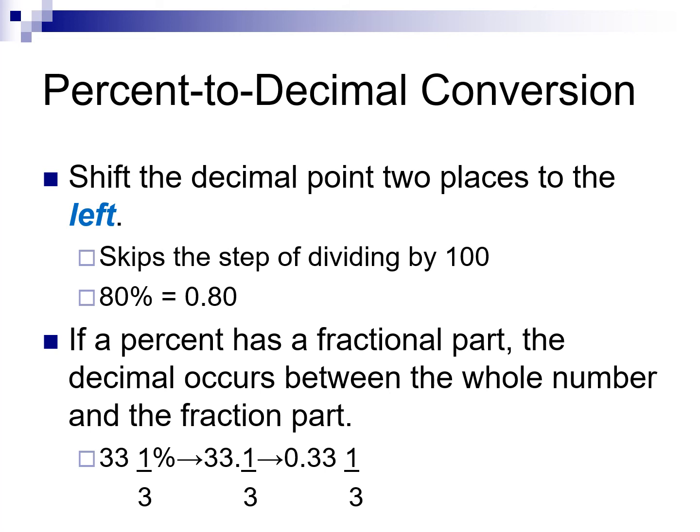Okay, so I hope that makes sense. So we do 80 divided by 100 is 0.8 or 0.80. I mean, you can put as many zeros as you like behind it. So think of that as moving your 2 decimal places over to the left. So if a percent has a fractional part, the decimal then occurs in between the whole number and the fraction part.